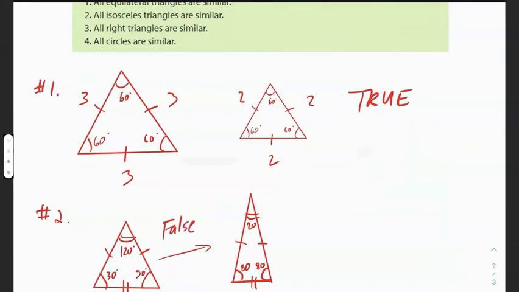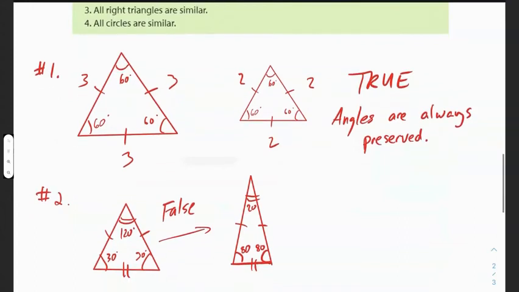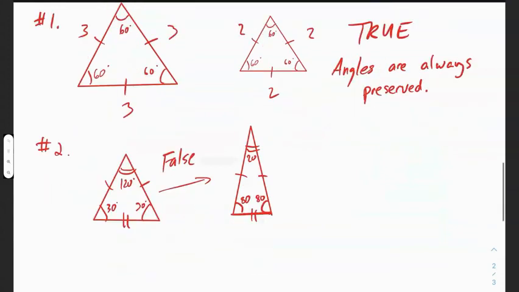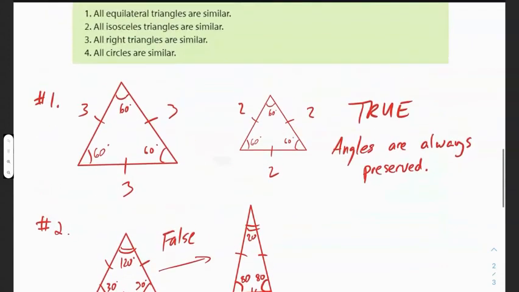It's not like angles are always preserved with equilaterals. Preserved. There we go. Right? So number 2, no. You can have different angles. They're still isosceles, but they're not similar. Their angles are off. All right, number 3, all right triangles are similar.